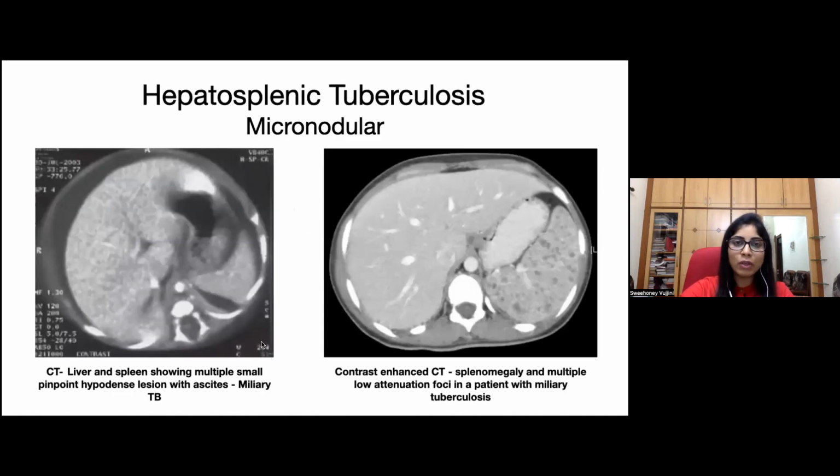So this is the micronodular form of hepatosplenic tuberculosis. CT shows liver and spleen with small pinpoint hypodense lesions with ascites. In miliary tuberculosis, this is a contrast-enhanced CT showing splenomegaly and multiple low attenuation foci in a patient with miliary tuberculosis.